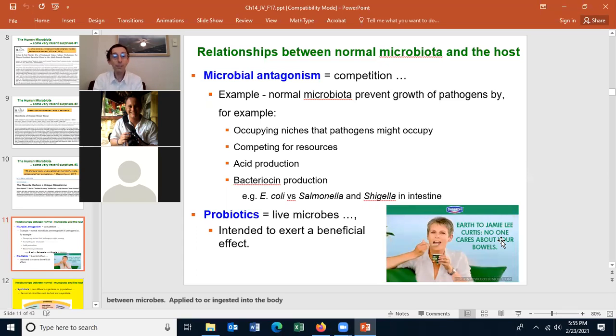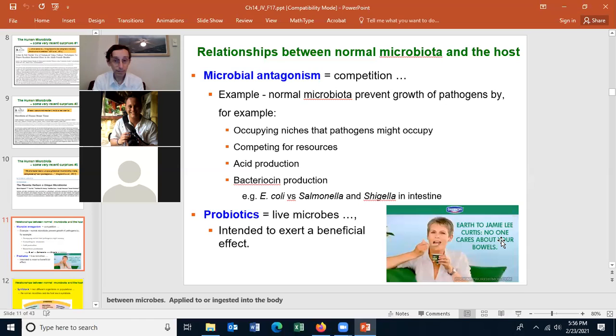Any questions about microbial antagonism? All right, let's move on to probiotics. This is when we consume live microbes. You either consume them or you could apply it to the skin. And the purpose is to exert a beneficial effect.